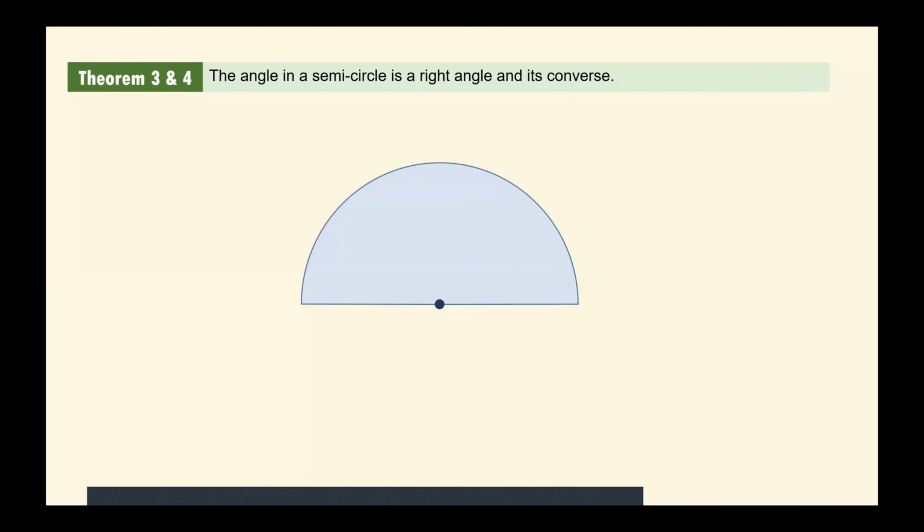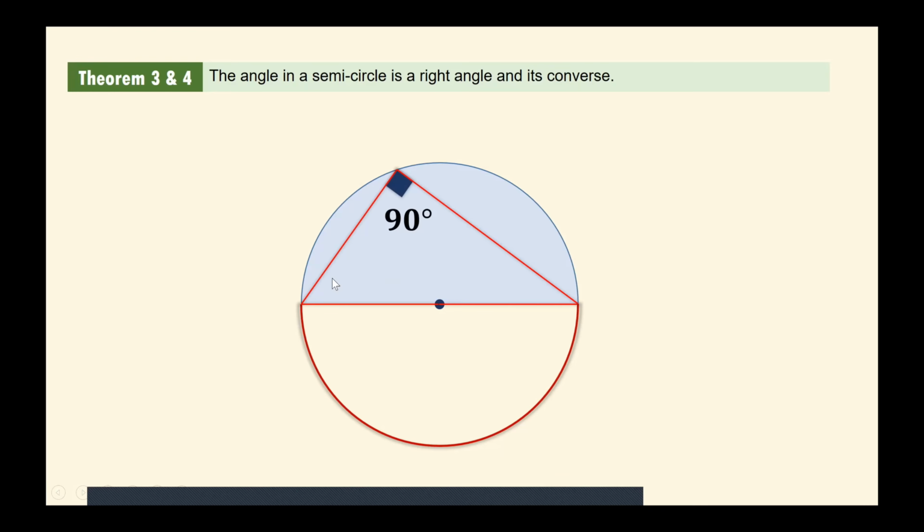In the next theorem, the ends of a semicircle, when connected to the center, form a straight line, that is 180 degrees. So applying the first theorem here, the angle in the semicircle is always a right angle. And conversely, if there is a right-angled triangle, then the hypotenuse will be a diameter of the circle.